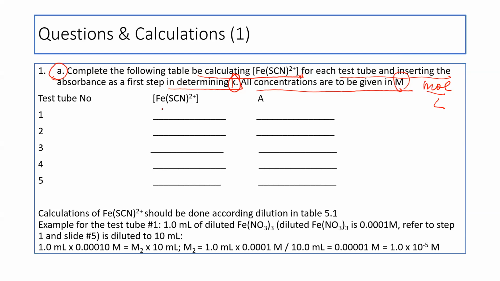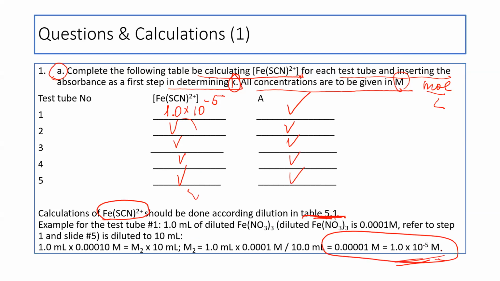We determined that the first concentration is 1.0 times 10 to the power negative 5. Absorbance will be measured. And the second concentration and so on will be calculated, and absorbance will be measured. That's it. And here again, I'm returning you to the calculations of iron thiocyanate 2+ and referring you to this Table 5.1, and I explained how you have to do these calculations, and here are the results. I hope it is clear so far, because in this lab you have to do a lot of calculations, so just do it step by step.